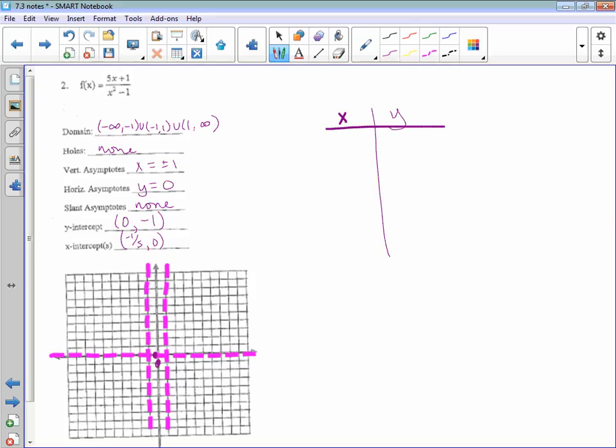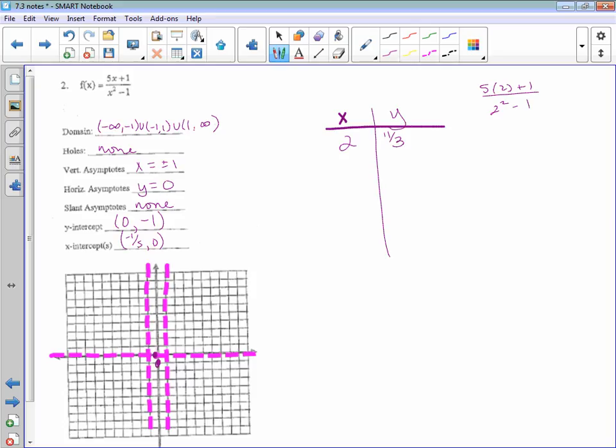That would have worked. Okay, guys, let's graph the rest of our points. So I need 2 points on the right. I really need another point in the middle, and I need 2 points on the left. So let's start on the right. What do you want to plug in? 2? Sure. So 5 times 2 plus 1 over 2 squared minus 1. What do I get? Close. 11 over 3. All right. What is that almost? 12. No. 4.